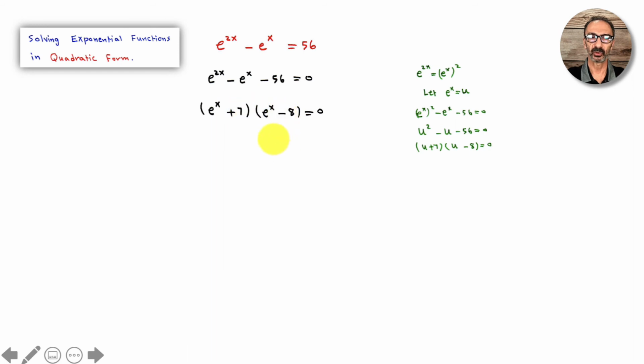Now this will give you two options. Either this equals 0 or this equals 0. Subtract 7 from both sides. Add 8 to both sides. I get the following.